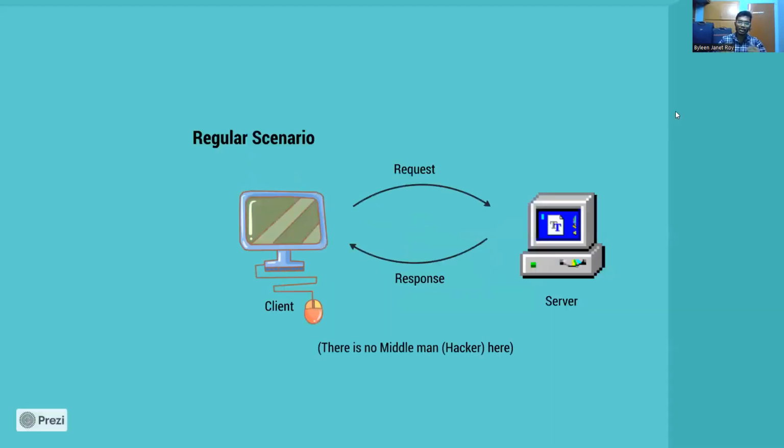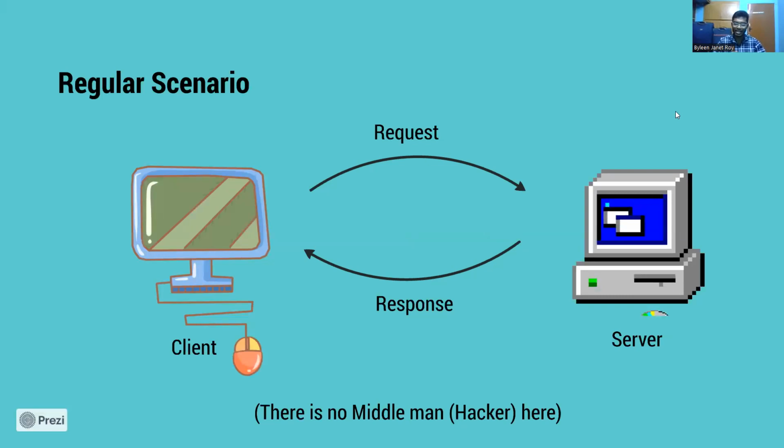And this is the scenario of it. Let me start by telling a story. First, without a man-in-the-middle attack, how does the regular system work in transferring data? We'll have the client and the server. The client will be placing a request. In turn, the server will be responding to it. This is how the basic networking structure between the client and the server works.